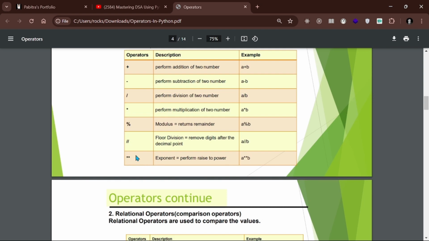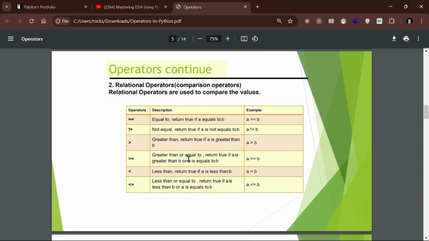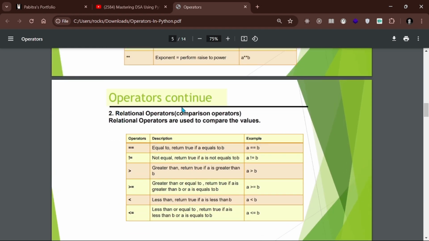And then we have the exponential operator to perform raise to power. So basically, to calculate the power, we can use this exponential operator in Python. We will discuss them and take a look at how this works when we write code in our VS Code. Okay, so now we have relational operators.